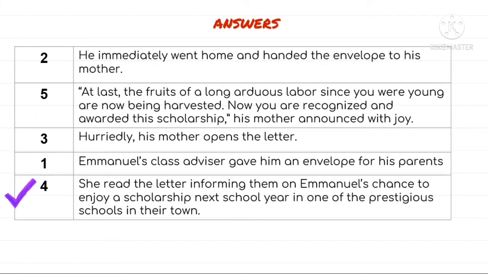Fourth, she read the letter informing them on Emmanuel's chance to enjoy a scholarship next school year in one of the prestigious schools in their town. And the fifth, at last, the fruits of a long arduous labor since you were young are now being harvested. Now you are recognized and awarded this scholarship, his mother announced with joy.